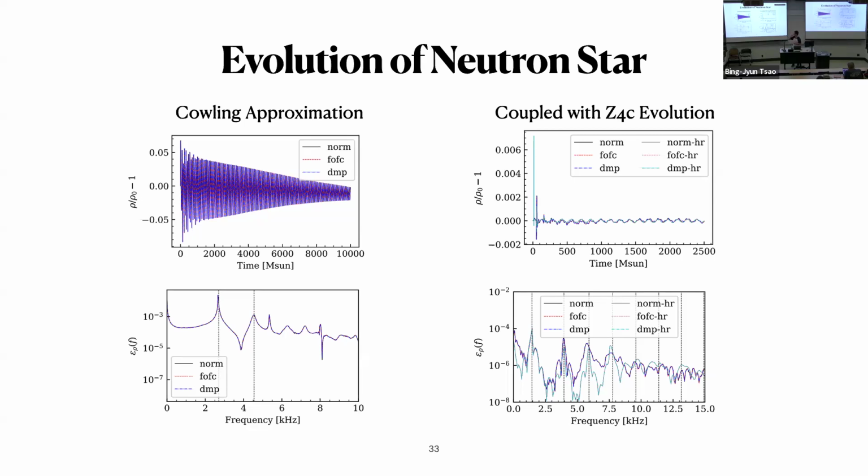So here we are testing our scheme for the first order flux correction, as well as the first order flux correction plus the discrete maximum preserving principle, and then comparing to the black lines, which are just with the standard atmospheric treatment, and we find consistent density variations at the star center. And if you take a Fourier transform and calculate the spectrum, we see these peaks at the expected mode frequencies of the neutron star.